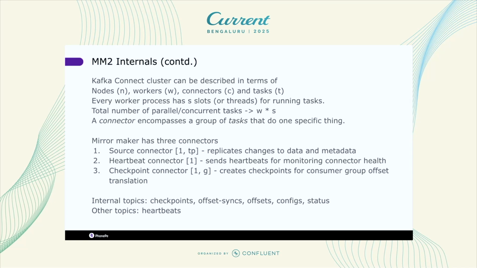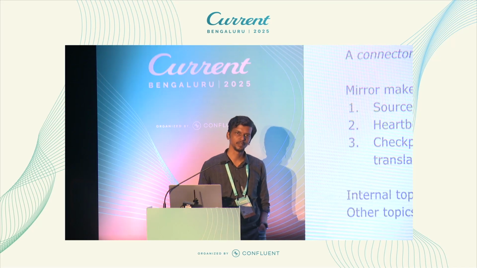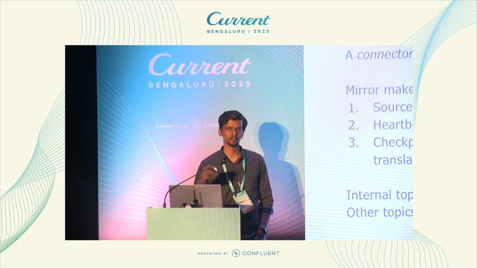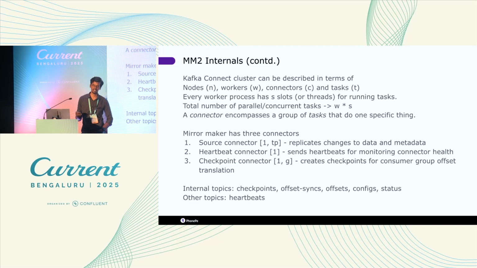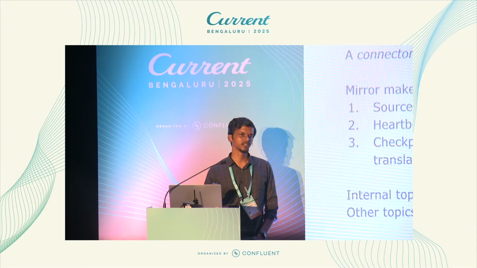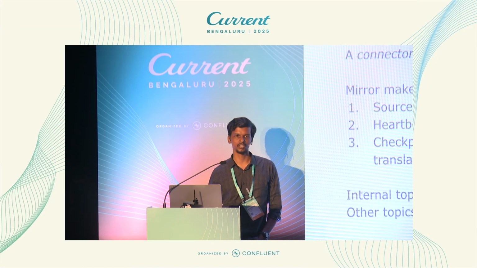With respect to MirrorMaker, you can talk about three different kinds of connectors. One is the source connector, which is responsible for copying the data from topic partitions in the source cluster to the target cluster. There is a heartbeat connector, which sends heartbeats for monitoring the uptime of the Kafka Connect or MirrorMaker cluster itself. And there is something called a checkpoint connector, which aids the offset translation, because the offsets are not preserved when the messages are copied from the source cluster to the target cluster. So this requires some kind of mapping to be maintained, so that the consumer groups, when they shift from DC1 to DC2, know exactly where to start consuming from.